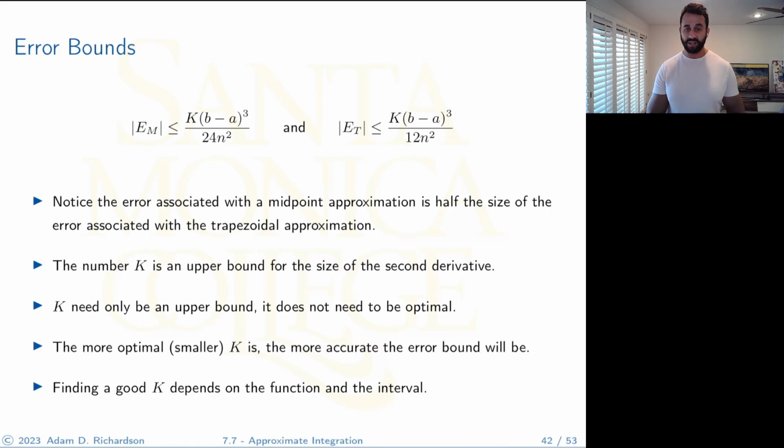How do you find a good k? Well, one thing I should say is that you have to choose k based on the interval, based on the function's second derivative, and the behavior of the function. Finding a good k depends on the function and depends on the interval. So there's no universal choice for k. You just want to pick the smallest possible k that you can.